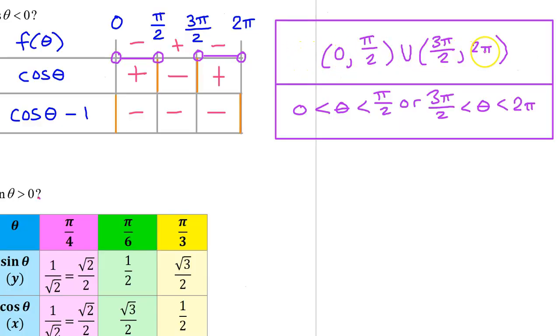Here's the solution set written in interval notation, and here it is again as an inequality. Notice that we use parentheses to show that the endpoints are not included in interval notation, and as an inequality we write less than instead of less than or equal to show that the endpoints are not included.